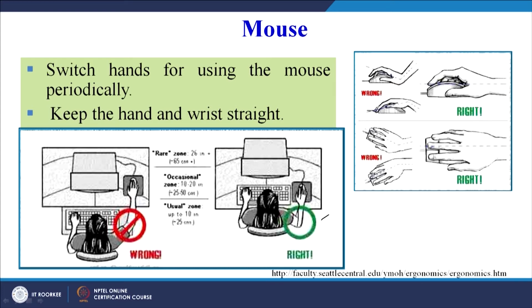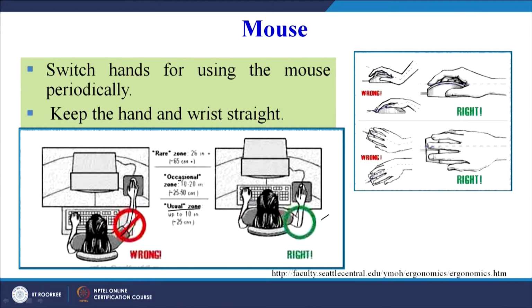So this is wrong because you have to reach to that point. So you can see it is better from the top view, it is shown. We must not use the mouse like this, we must use the mouse like this. It is given here, and even the usual zone, the occasional zone is given, and the rare zone is marked here, and even the recommendations are marked in terms of the distances.